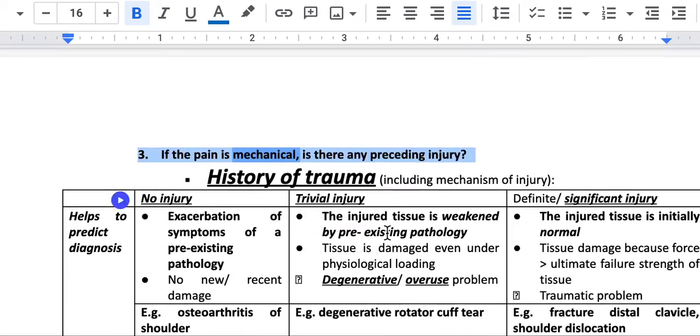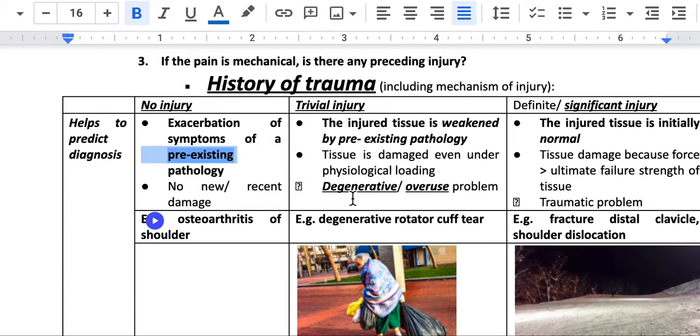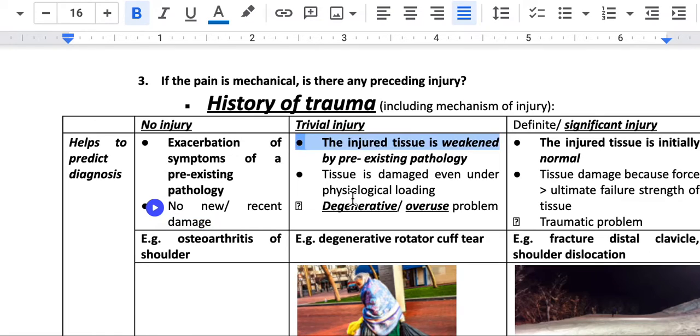3. If the pain is mechanical, is there any preceding injury? History of trauma, including mechanism of injury: no injury, trivial injury, or definite significant injury. This helps to predict diagnosis. Exacerbation of symptoms of a pre-existing pathology: no new recent damage. The injured tissue is weakened by pre-existing pathology, so tissue is damaged even under physiological loading. This is a degenerative overuse problem. Otherwise the injured tissue is initially normal, and damage occurs because force exceeds the ultimate failure strength of the tissue.